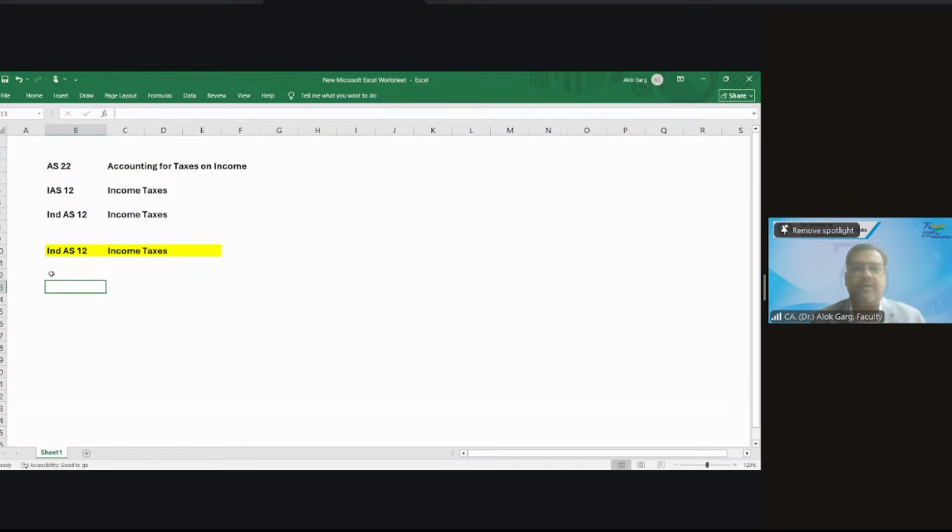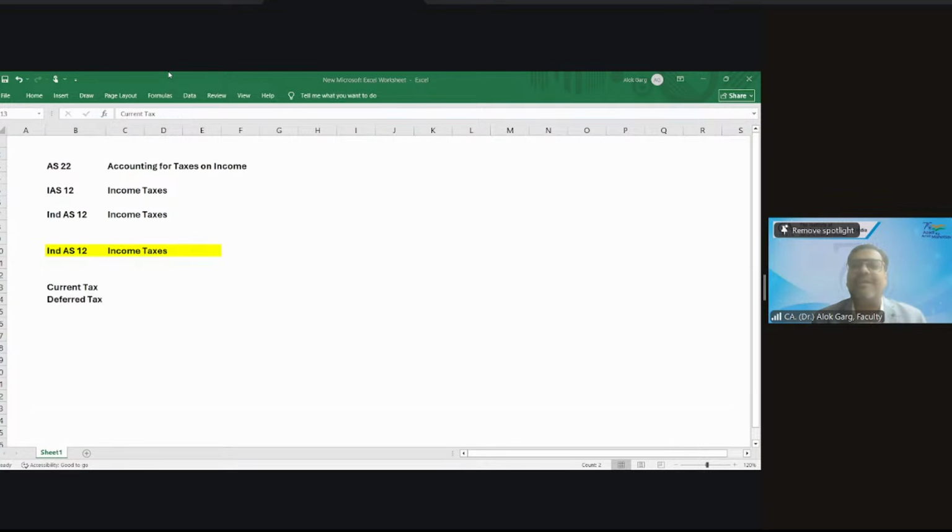Yes, sir. Okay. So now talking about this standard, Ind AS 12 income taxes, in this standard we are going to cover two aspects. Number one, current tax, and another one is deferred tax. Current tax and deferred tax, right?